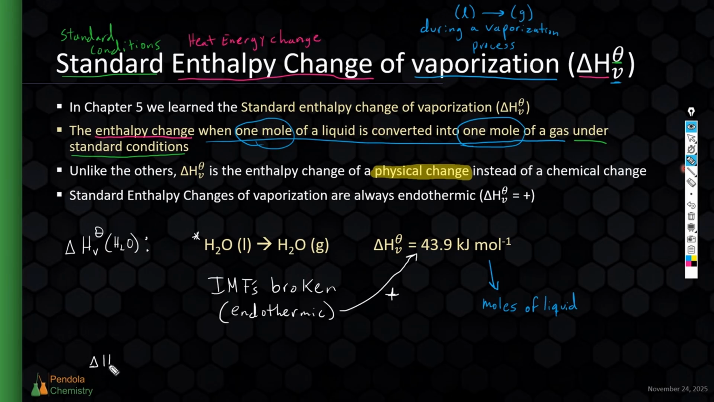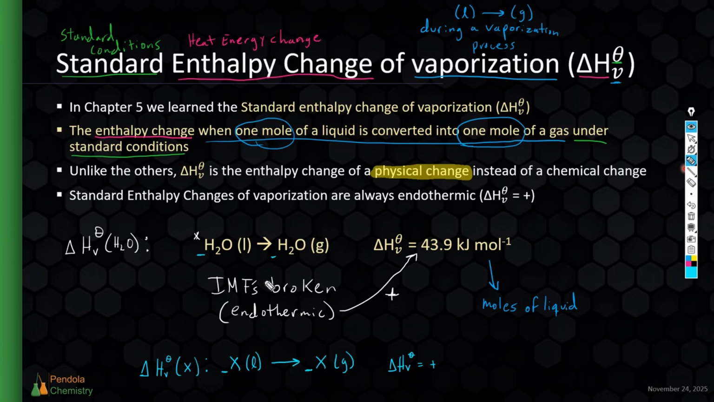If it's the enthalpy change of vaporization of X, so delta H standard V for X, and X could be any chemical, it doesn't really matter what chemical X is. There's just going to be X liquid, because we're doing vaporization, so we start with a liquid, yields X gas, because we're turning the liquid to gas. That's vaporization. This process is always going to be endothermic. So delta H is always going to be positive. And notice that we have no coefficients in front of X, or in front of the water.